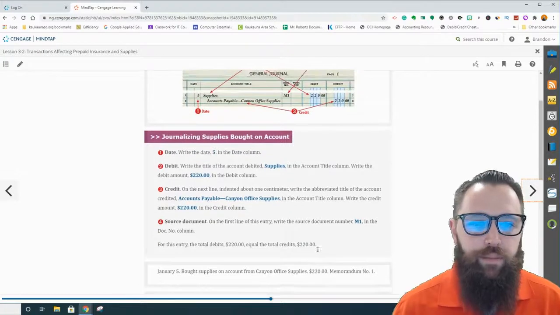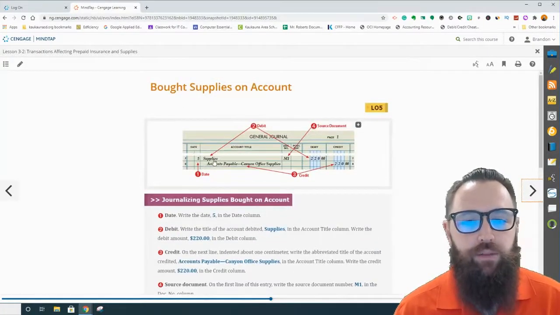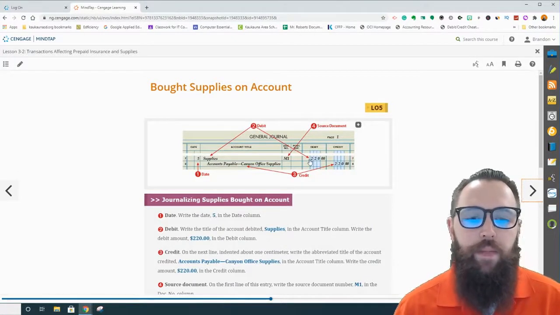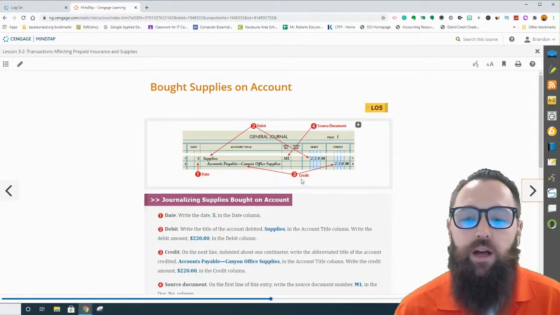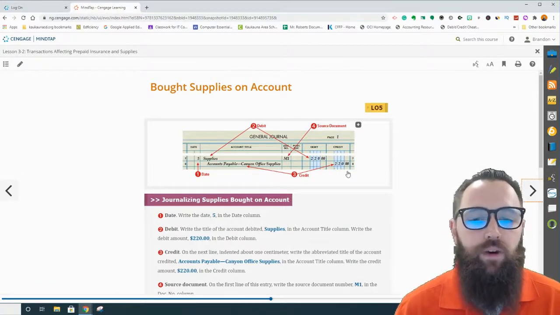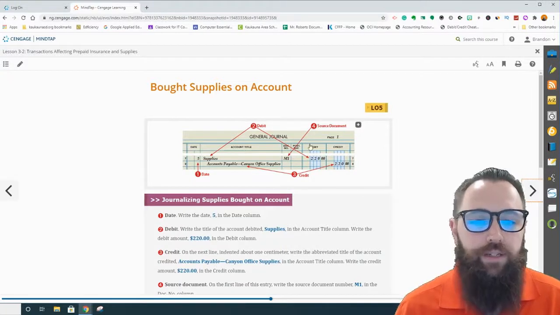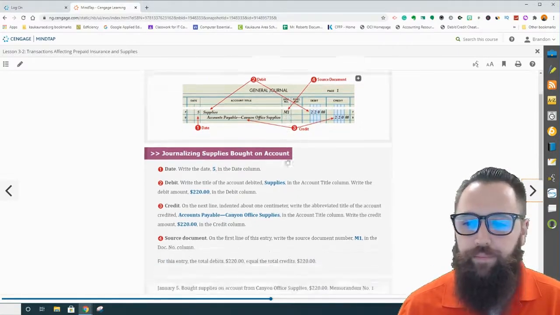So we go through our 4 steps. We write in the date. Then we write in our debited amount, which is supplies here, which is going to go up by $220. We debit that account. Accounts payable, Canyon Office Supplies, will be credited. And since it's a liability, when we credit this, that means accounts payable is going up $220. What do we do at the end? Well, we put in our source document under document number, and that's memorandum number 1, referred to as M1.